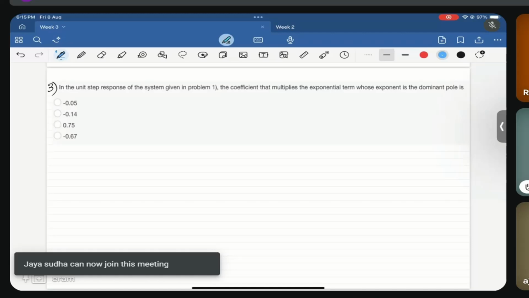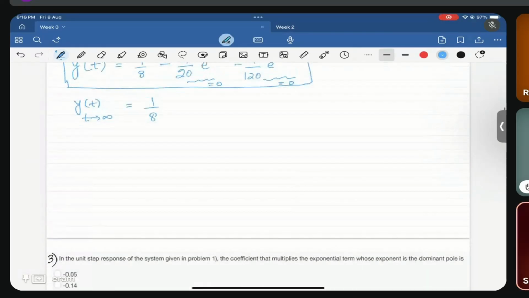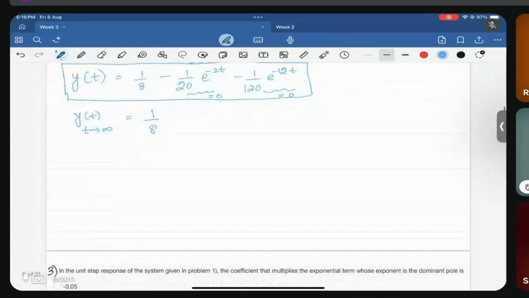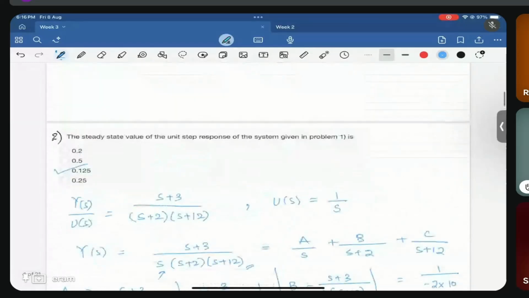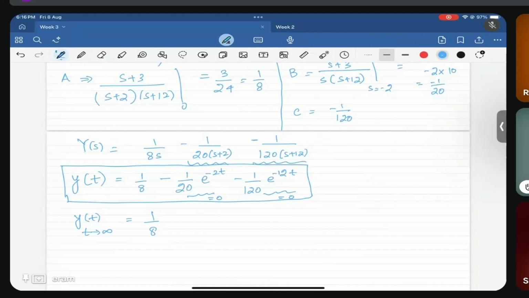So the third question is, in the unit step response of the above problem, find out the coefficient that multiplies the exponential term whose exponent is the dominant pole. So in this question, you have to find the coefficient whose exponent is the dominant pole. So this one is the solution, right? What will be the coefficient of the exponent of the dominant pole? Yes, we have already calculated the dominant pole of the system.